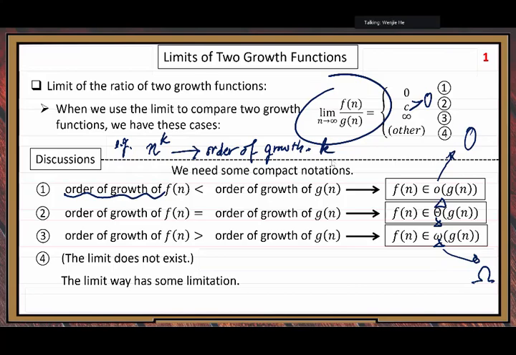Some of you may wonder, what do you mean the limit does not exist? Some students may wonder under what situation the limit does not exist. Here, I can give you a simple example to see that the limit does not exist. One example, so let's consider this limit.